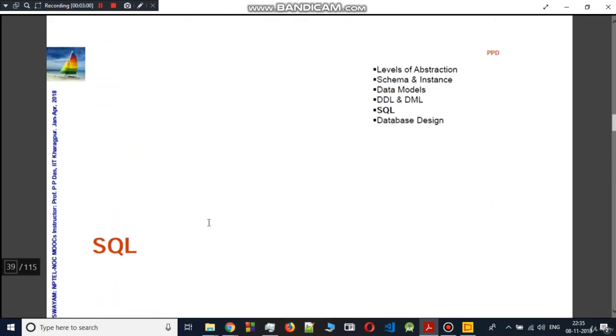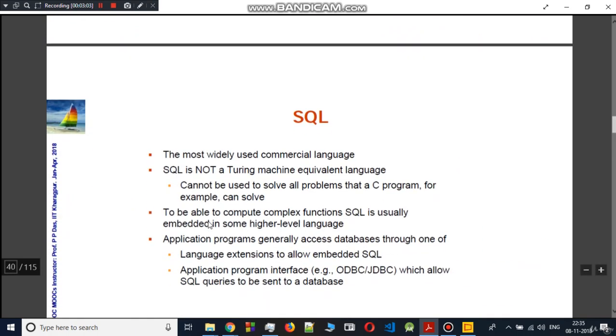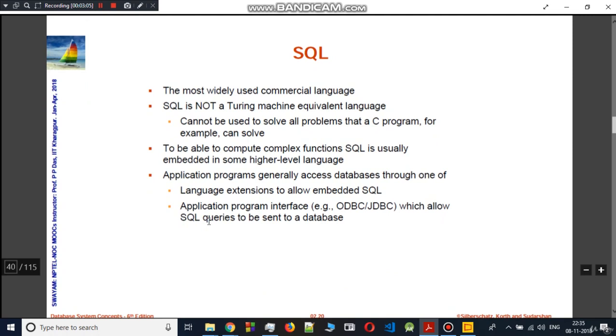So now let's talk about SQL, the most widely used commercial language. We will focus more on this SQL. SQL is not a Turing equivalent language. Turing is the basis of the computer. If a Turing machine can do anything, then our computer can do it; but if a Turing machine can't do a specific thing, then our computer can't do that thing. So Turing is the basic model of our computer system, with the power of thinking, if else, for loop.